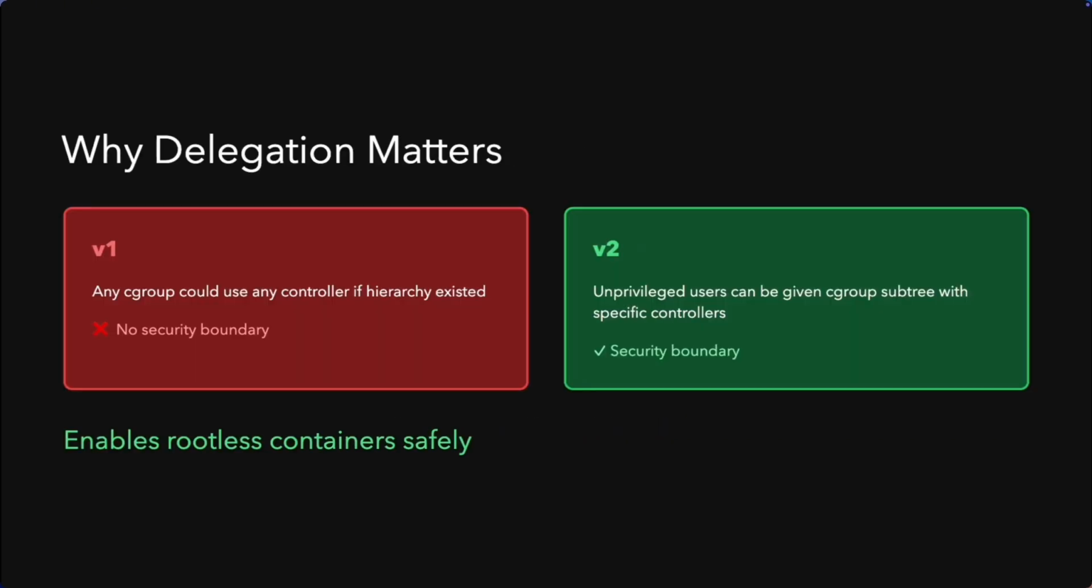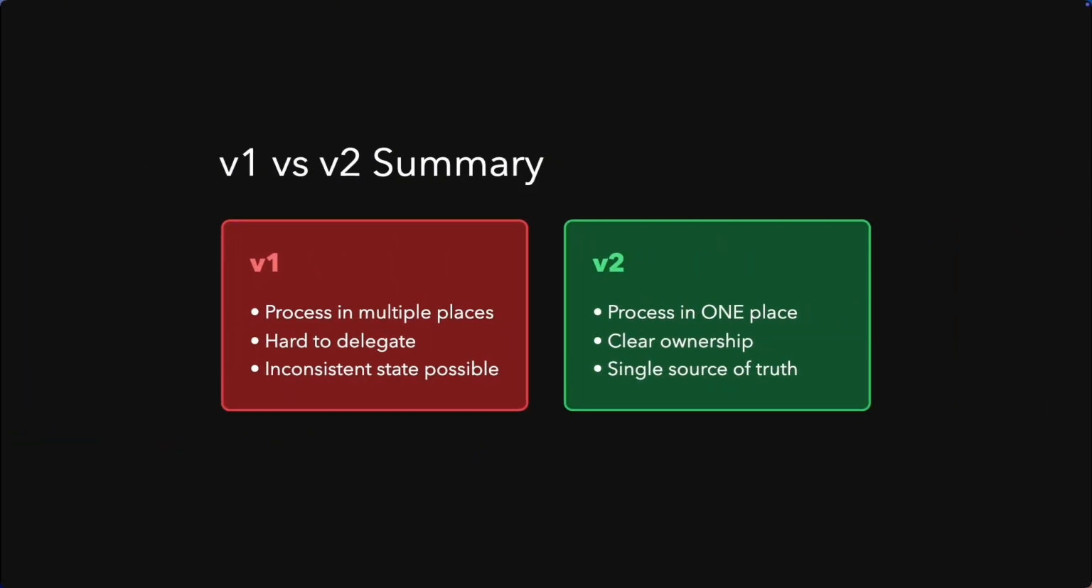In v1, any cgroup could use any controller if the hierarchy existed. No security boundary. In v2, unprivileged users can be given a cgroup subtree with specific controllers, and it enables rootless containers safely. This unified hierarchy is why Kubernetes prefers v2: simpler, safer, and more predictable.